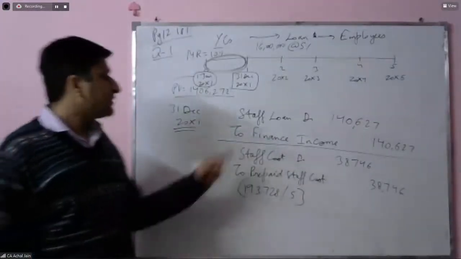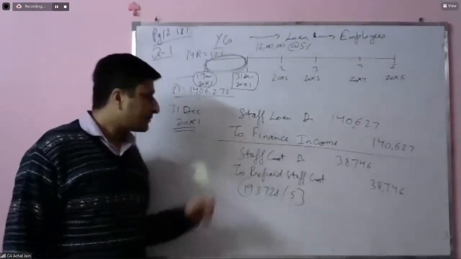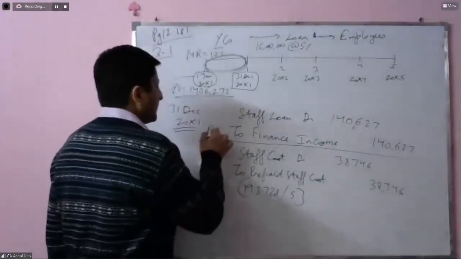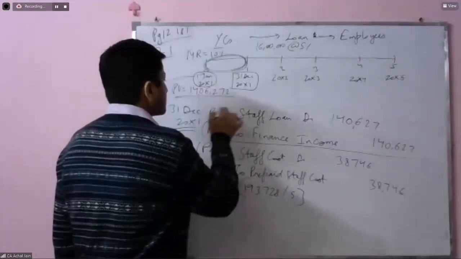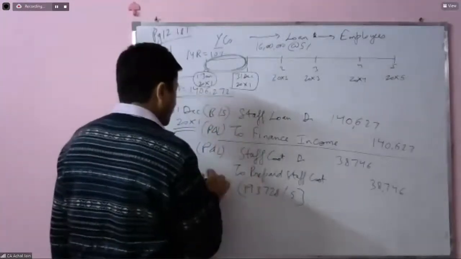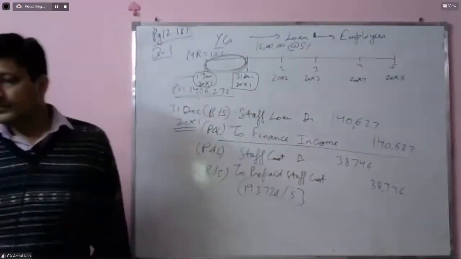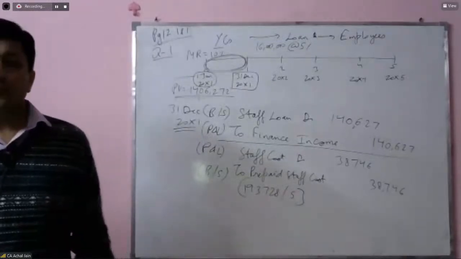So on one side we are getting an income, and on the other side we are getting a cost. Where do we take it? P&L. Where do we take this? P&L. Where do we take this? This will be balance sheet. And where do we take this? Balance sheet. Okay. All of you clear on this?